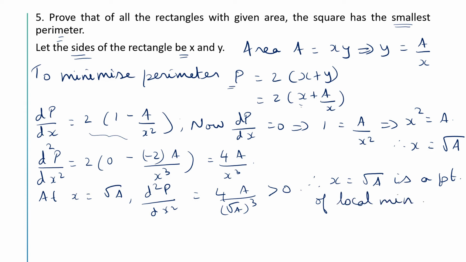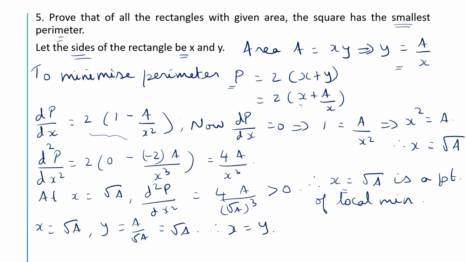So we have x is equal to root a and y is equal to a by x. When we substitute x as root a in y, we get y is equal to a by root a, which is equal to root a. Therefore, x equal to y.